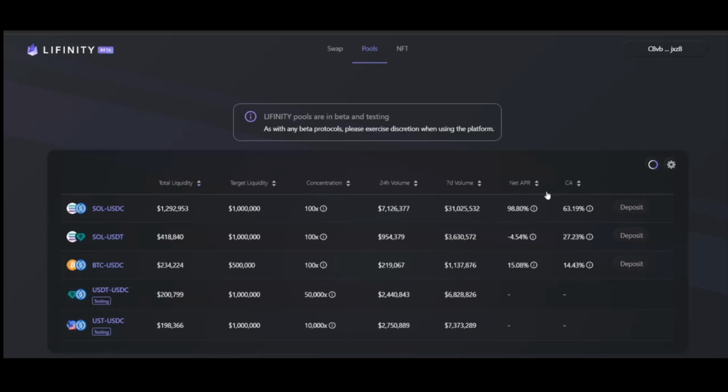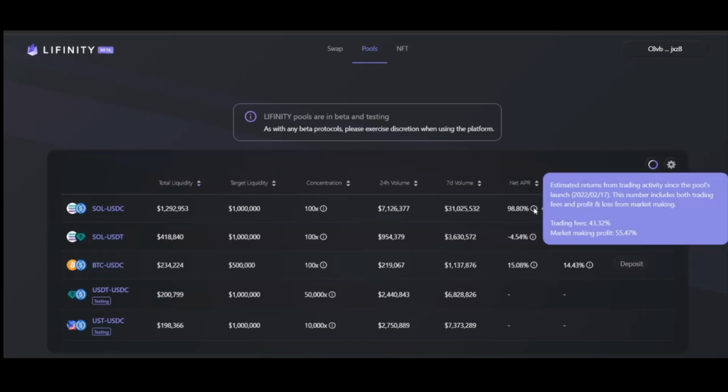All right, next let's talk about net APR. Usually on other DEXes, this number is called just APR or trading fees, depending on the DEX. We're calling it net APR because we include not just trading fees, but also what we're calling market making profit. This is simply the total profit and loss from market making.